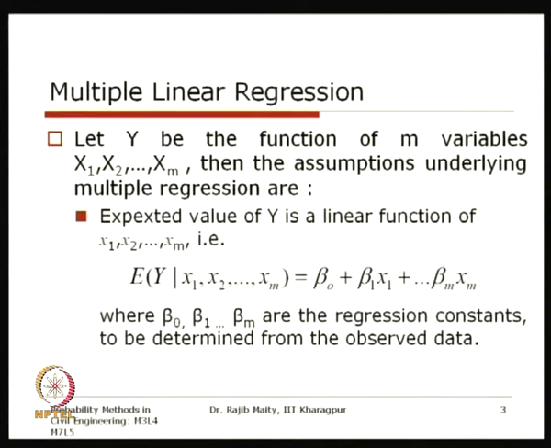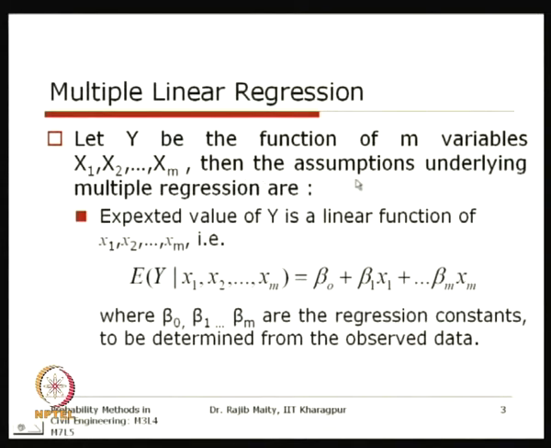Well, to start with, for multiple linear regression, as I was just telling, there will be one target variable, which we generally call the dependent variable. This is our target variable y, and there is more than one independent variable: x1, x2, up to xm. So, let y be a function of m variables x1, x2 up to xm.